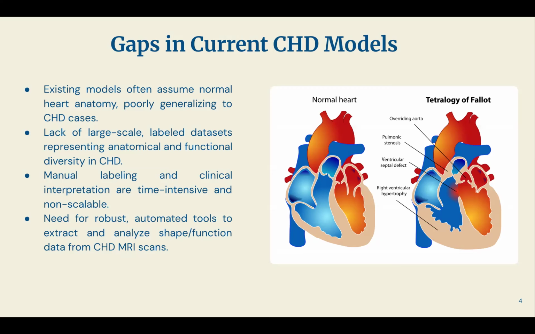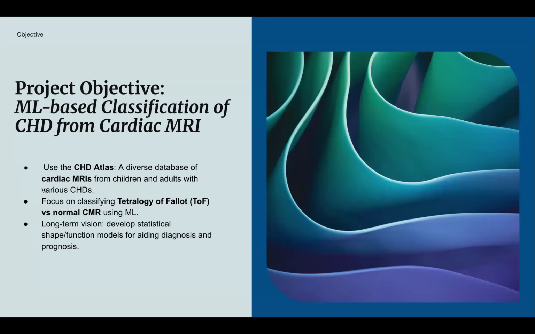There's a lot of debate about what a normal heart should look like, which is why I think we're trying to figure out, at least through AI models, if we can find that. So now, exactly what our project will be: it will be a machine learning based classification of CHD from cardiac MRI.